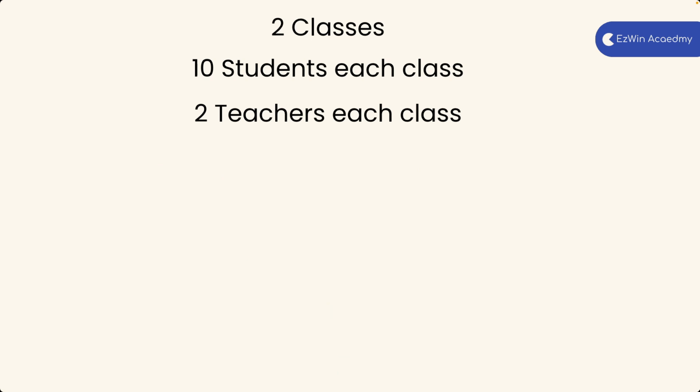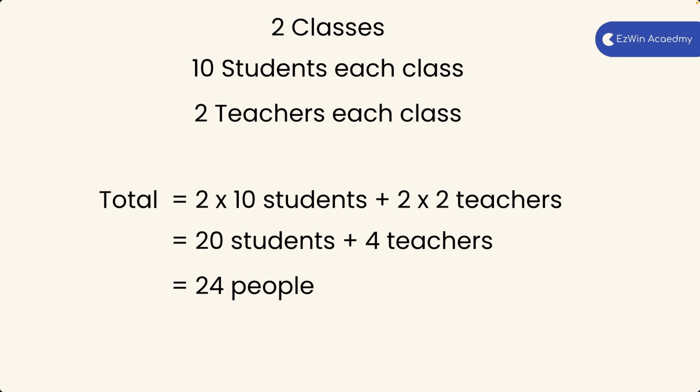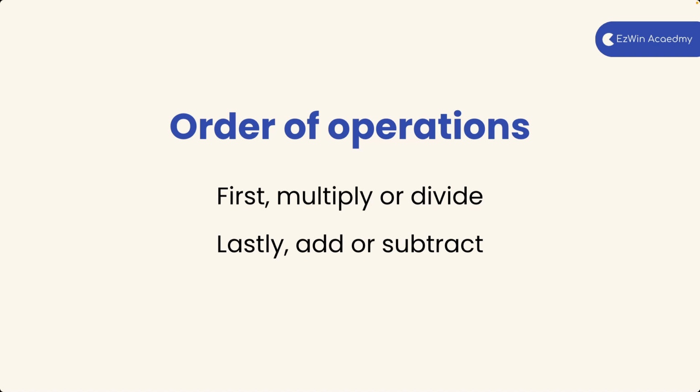So this is how order of operations looks. So we have a total and it's equal to 2 times 10 students plus 2 times 2 teachers. So if you look closely, you actually see that you will multiply the students and the teachers first. And once you have done that, you can add those up and this will get you 24 people. So this is an easy win. So in order of operations, generally, first you multiply or divide, and then lastly, you add or subtract.